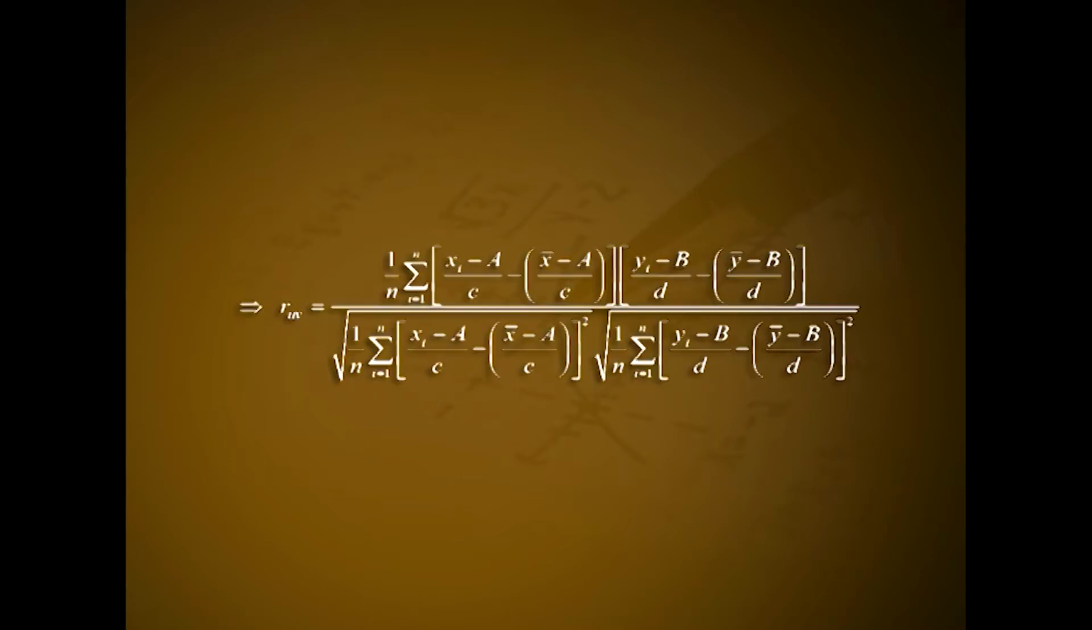This implies r_uv equal to 1 by n summation over i from 1 to n ((xi minus a) divided by c minus (x bar minus a) divided by c) into ((yi minus b) divided by d minus (y bar minus b) divided by d) divided by the square root of 1 by n summation over i from 1 to n ((xi minus a) divided by c minus (x bar minus a) by c) the whole square into square root of 1 by n summation over i from 1 to n ((yi minus b) divided by d minus (y bar minus b) divided by d) the whole square.